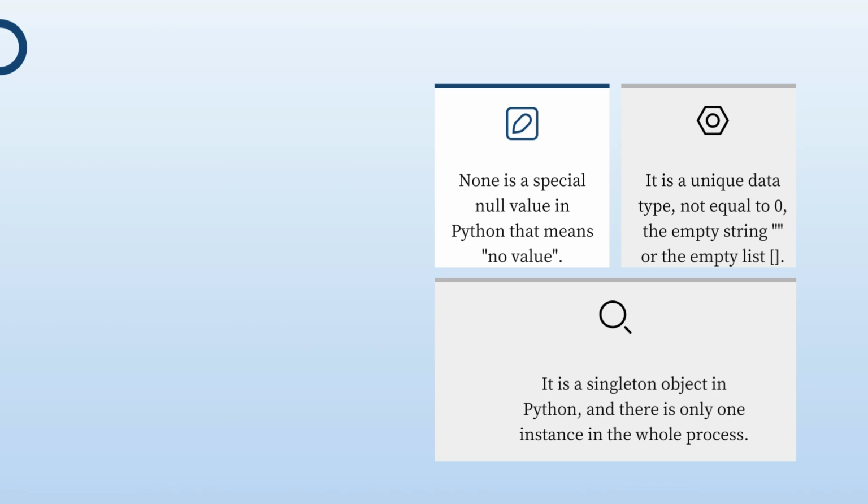Not equal to other types. None is not equal to 0, an empty string, or an empty list. This is very important because when making conditional judgments, we need to clearly distinguish between these different situations.